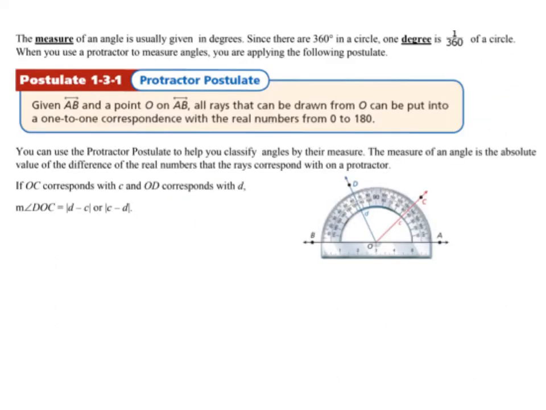Now we're going to talk about the measure of an angle. A measure of an angle is typically given in degrees at this level of mathematics. When you get to higher mathematics, it might be given in radians, but that's something for a later date.